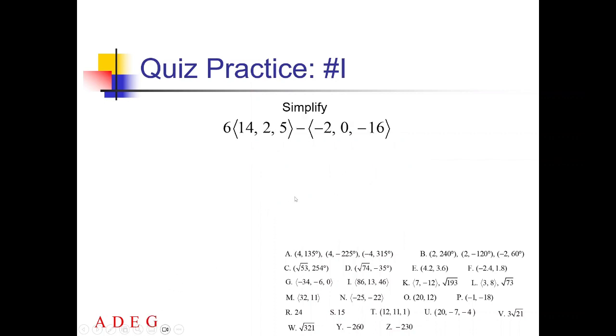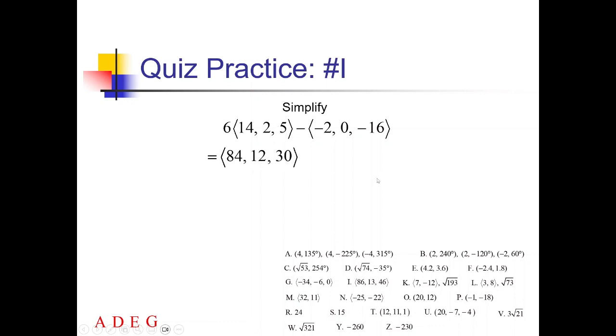Now for problem I, we're going to distribute to these vectors and then combine them. So we've got a 6 out here getting multiplied by each of these. 6 times 14 is going to give me, let me think here, 60 plus 24, that's 84. And then 6 times 2 is 12. 6 times 5 is 30.